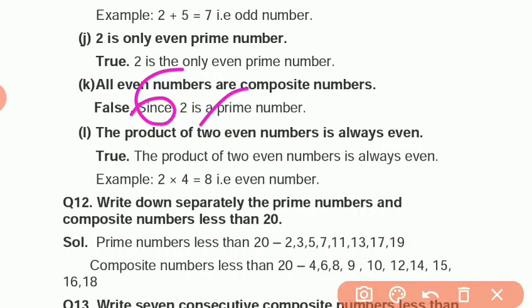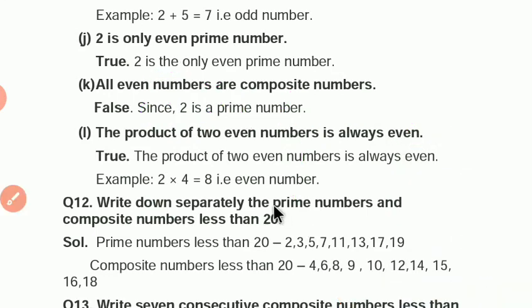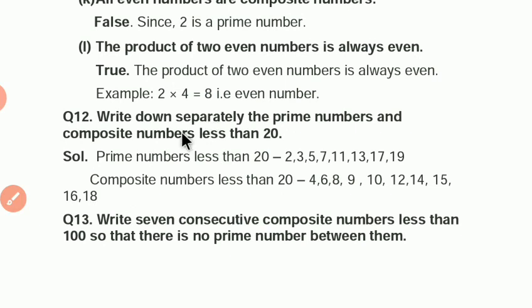For example, you can take other even numbers. 6 into 4. 6 fours are 24, and 24 is also even. So we can say that the product of two even numbers is always even. It will not come as an odd number.